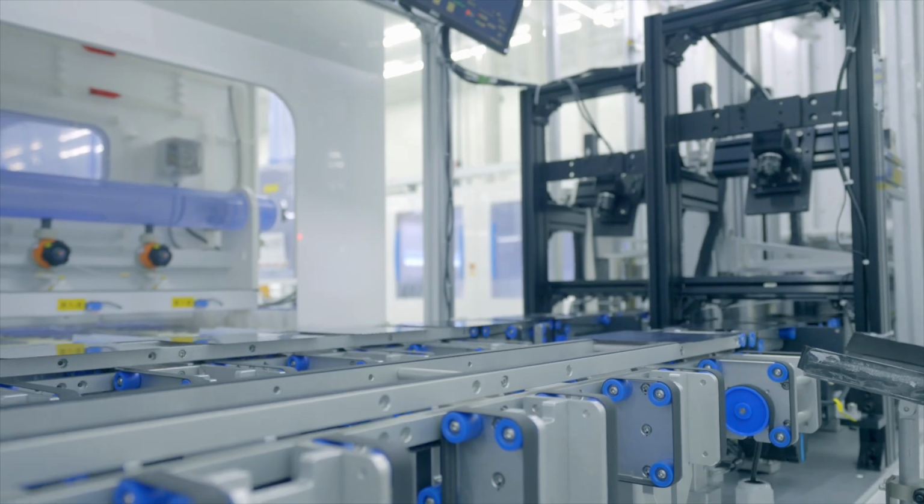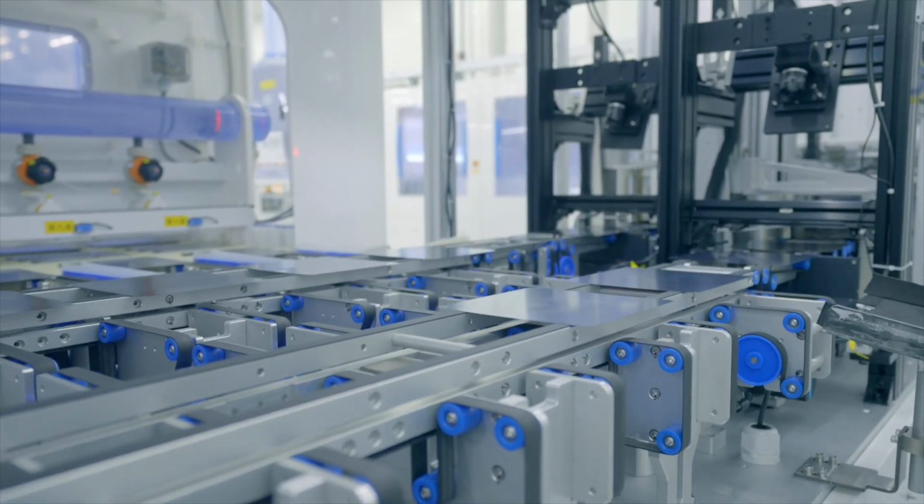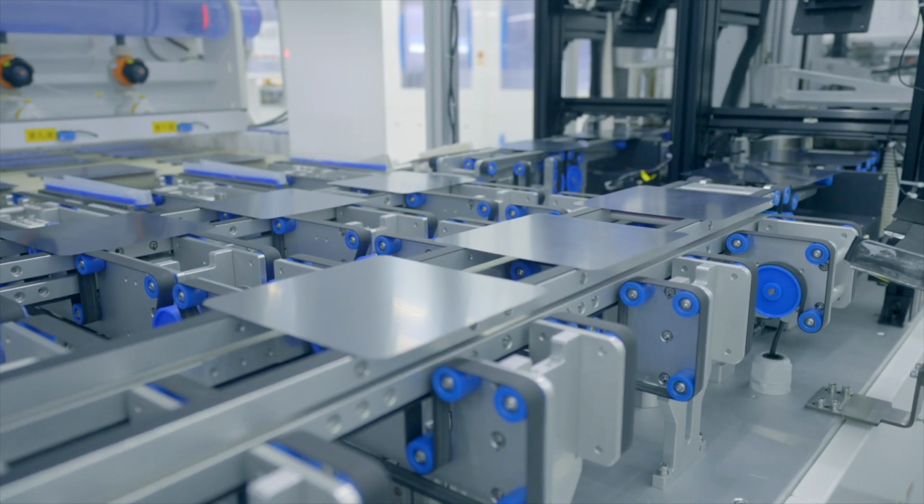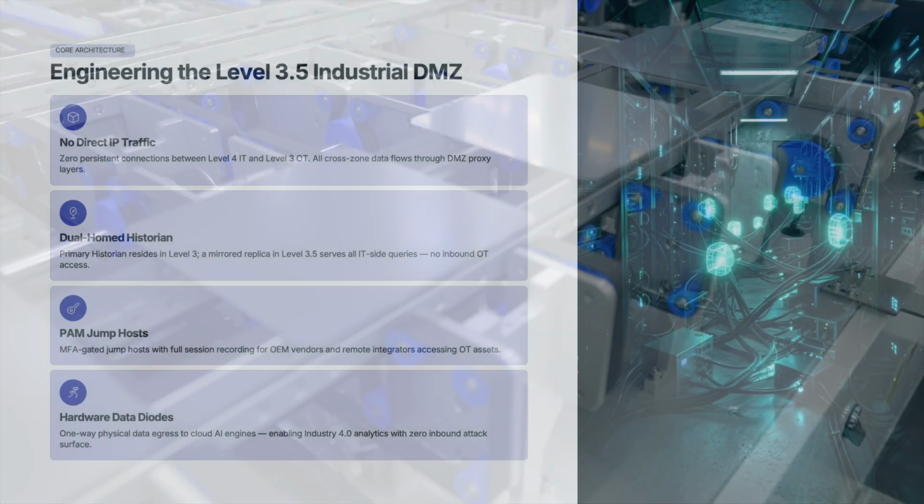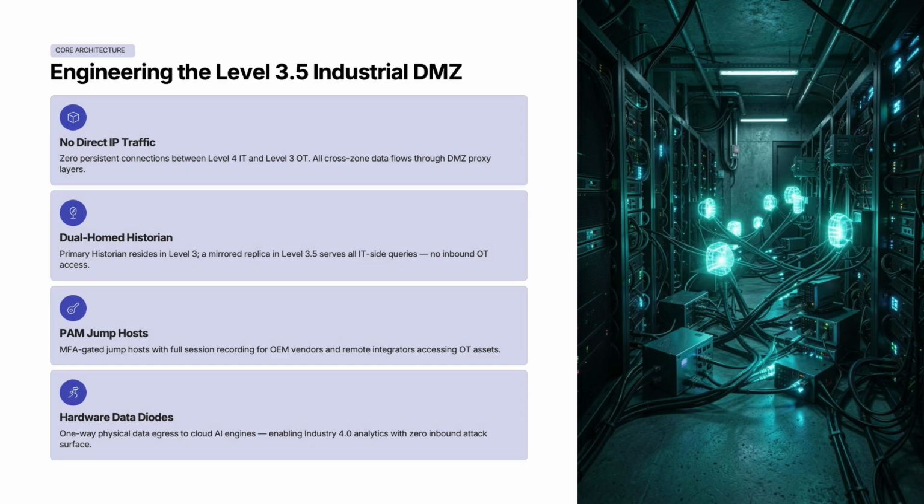So, how do we fix this without cutting off the data your executive team needs for digital transformation? You enforce four strict architectural rules in your level 3.5 industrial DMZ. First, zero direct IP connection. No corporate laptop or server is ever allowed to query a SCADA host or a PLC directly. All traffic must terminate at a proxy layer inside the DMZ.